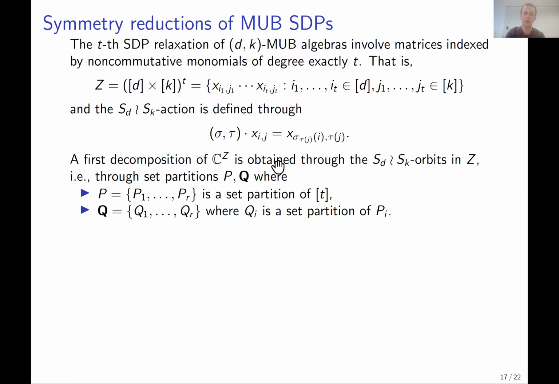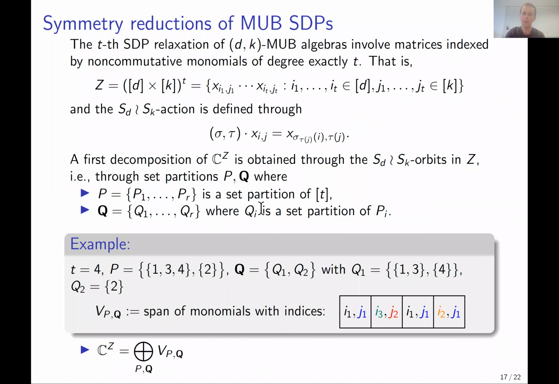And it's not too hard to show that these correspond to pairs P and Q, where let's say P is a set partition of T and Q is sort of a refinement of P. And I think I'll just show an example to make clear what's going on. So consider, for instance, degree 4 monomials, and the set partition of the set of 4 elements, that is 1, 3, 4, and 2. Then the second object Q would be a refinement of 1, 3, 4, so a set partition of 1, 3, 4. For instance, 1 and 3 and 4 go together, and Q2 would be very easy because it's a set of 1 element, so there's only one possible set partition.